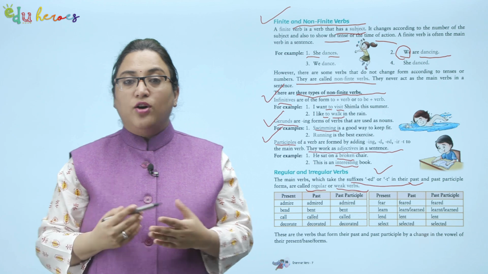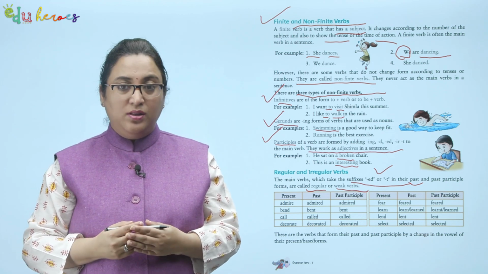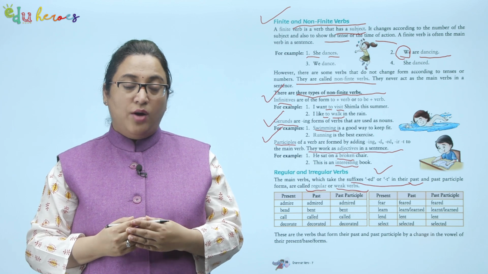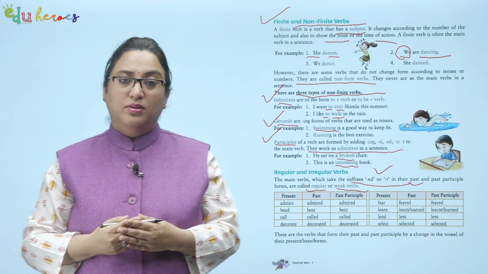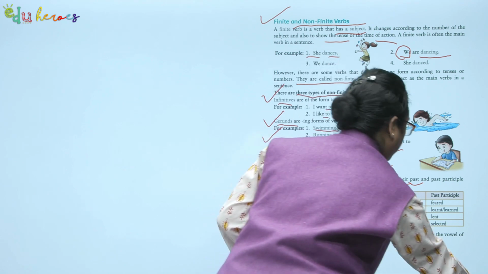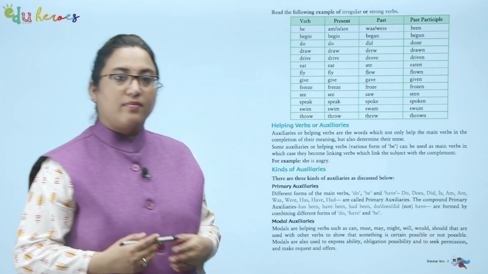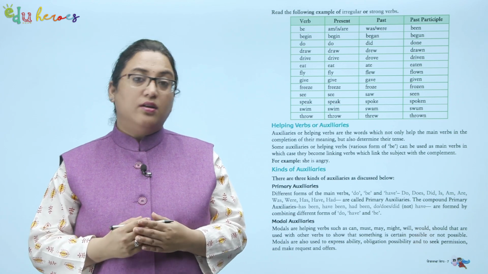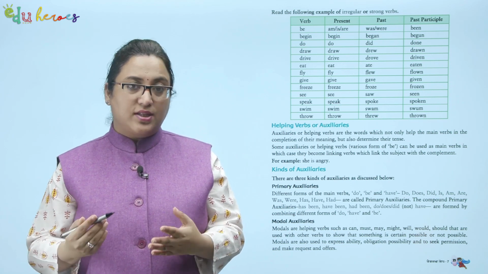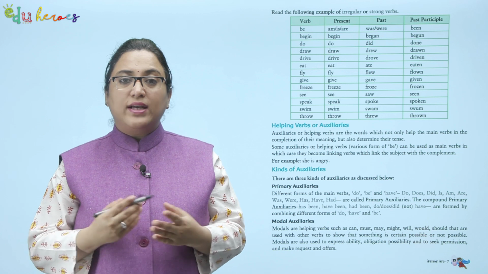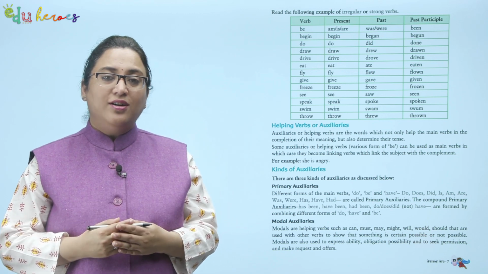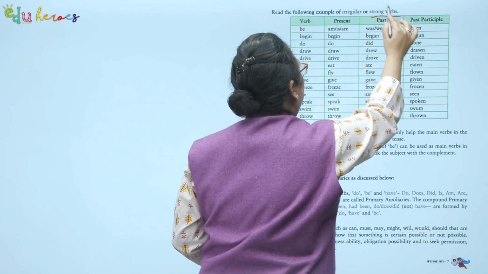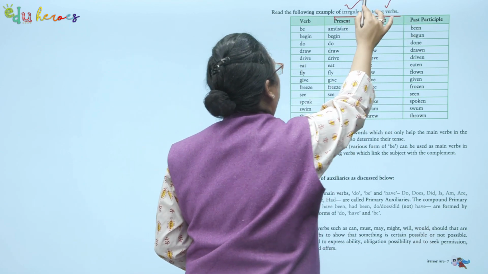These are the verbs that form their past and past participle by a change in the vowel of their present base forms. Let's read their table. In this table, you will see the changes. Here we are not just adding some suffixes. Read the following examples of irregular or strong verbs. Unlike the weak ones, these are strong or irregular.